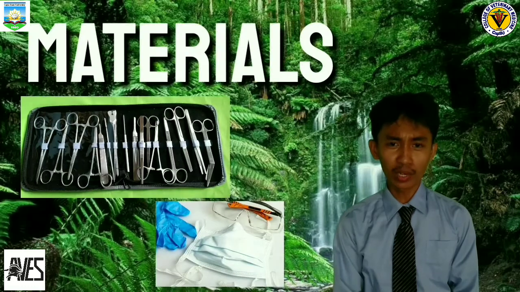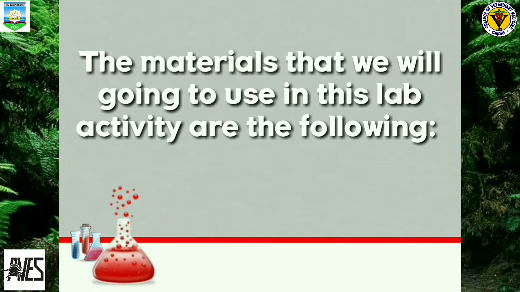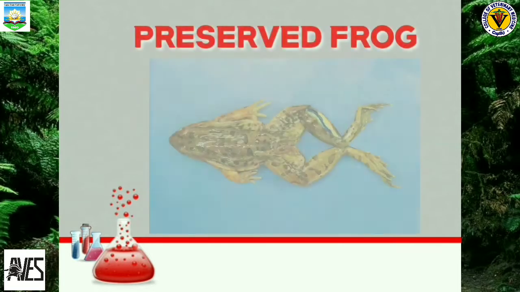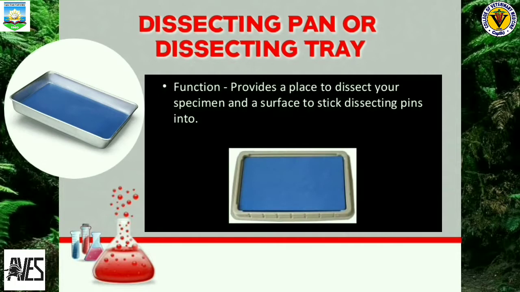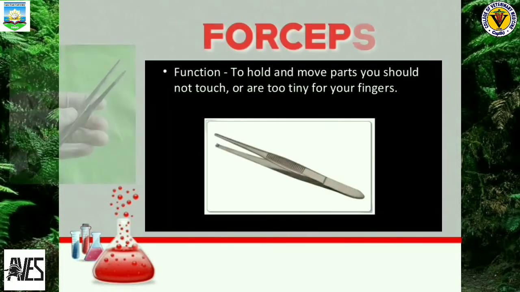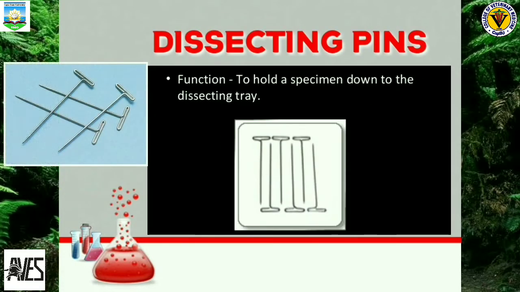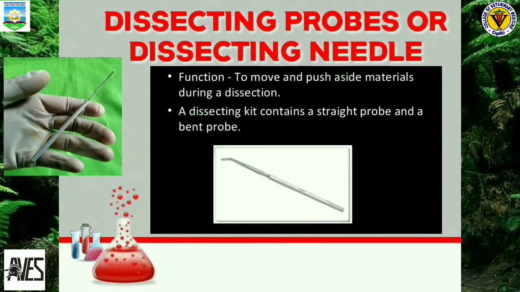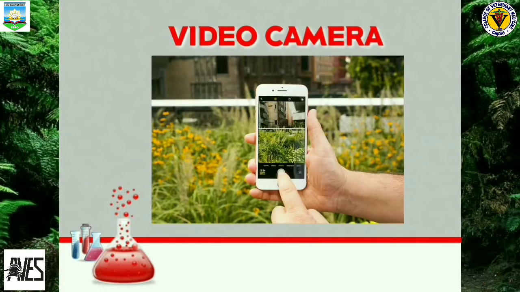These are the materials that we're going to use in this lab activity. The materials that we are going to use are the following. Preserved frog, but in this lab activity, most of us use a fresh frog. Dissecting pan or dissecting tray with paper towels, scalpels, forceps, scissors, dissecting pins, dissecting probes or dissecting needle, marking pen, and of course, a video camera that we're going to use to record this lab activity.